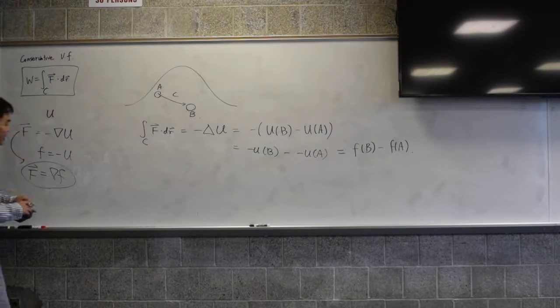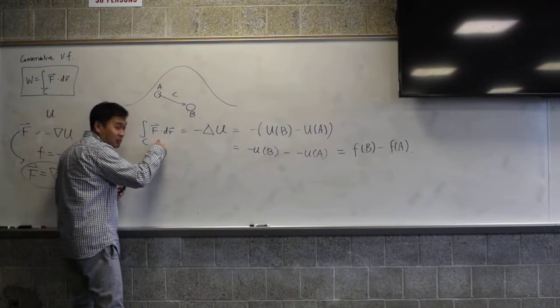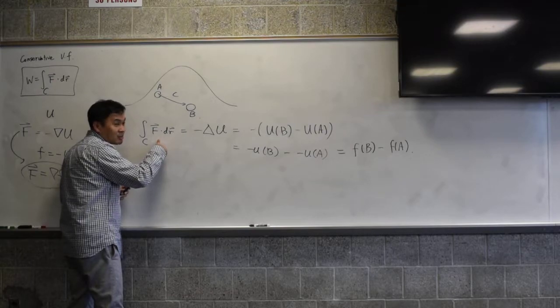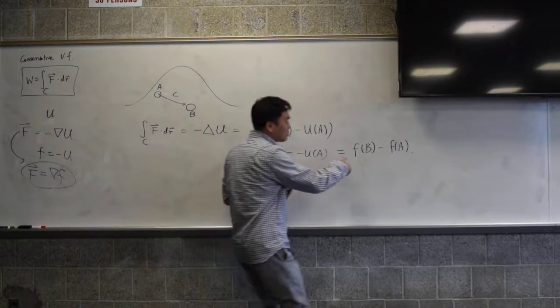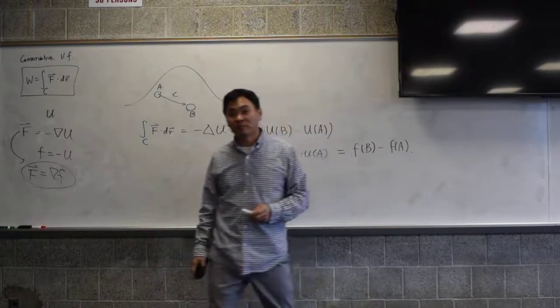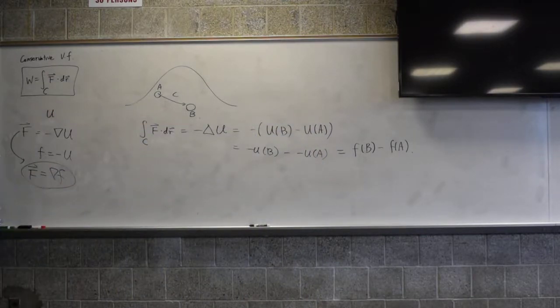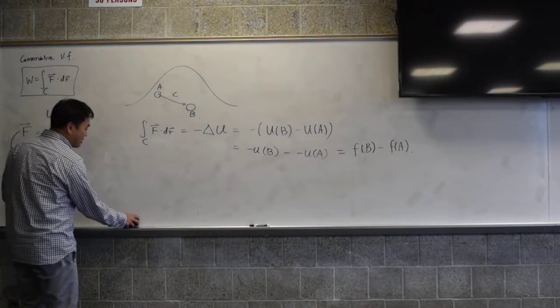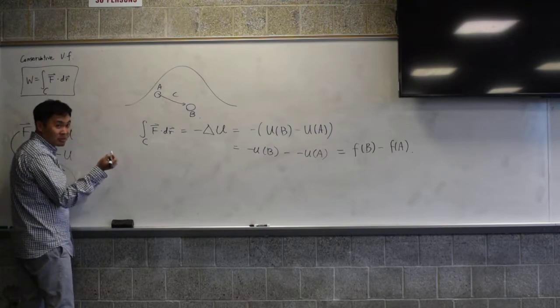So here's what I'm trying to say. If your vector field is a gradient vector field of something, if your vector field is a conservative vector field, then computing the line integral boils down to just finding the antiderivative and plugging in the endpoints. Very simple, right? Okay, so let's see what that means. So here's a quick example.